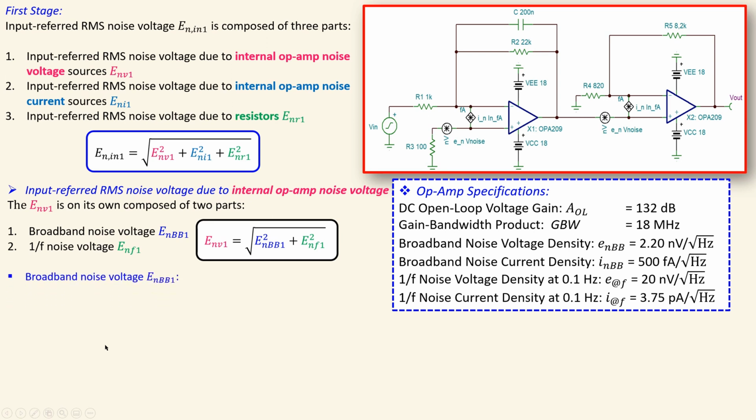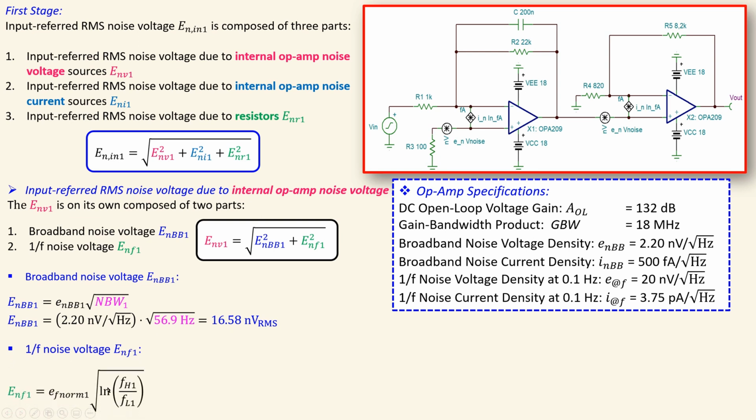Now let's look at the broadband noise voltage. For that, of course, we need the op-amp specification. This is the input referred noise voltage spectral density, shown here specifically for the first stage. Exact same, of course, because we use the same op-amp. This is 2.20 nanovolts per root hertz. The noise bandwidth was 56.9 hertz, because that is due to that RC low pass filter, which is in this case the limiting factor. If you do the math, you will get 16.58 nanovolts RMS.